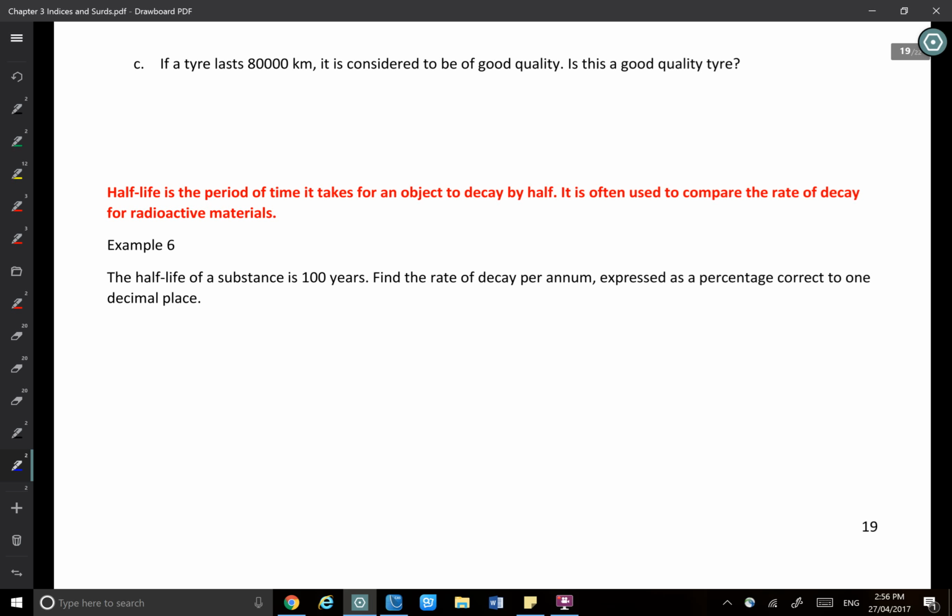I want to know after how many years this population is reduced to 500, and this is the half-life. Originally I have 1,000, and then it reduces to 500. I want to know after how long this is reduced to 500. That's half-life. And let's have a look.